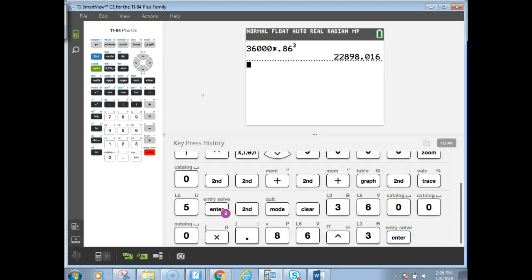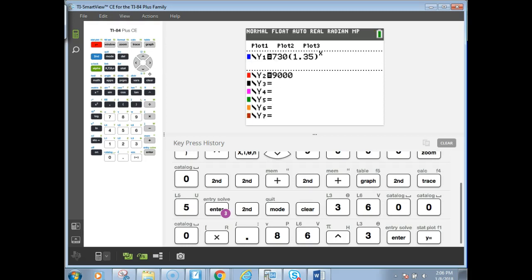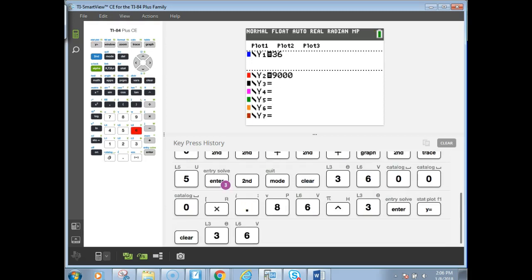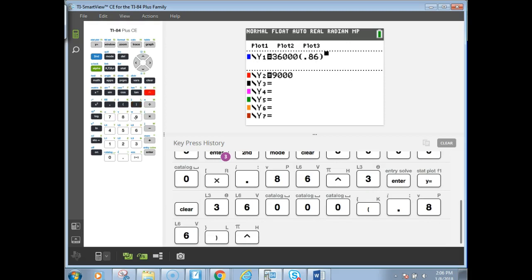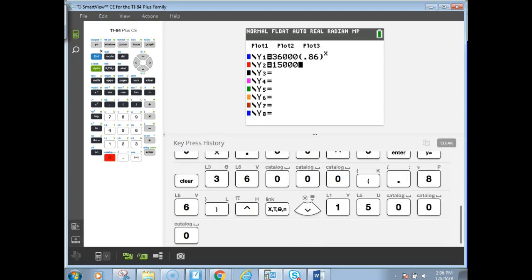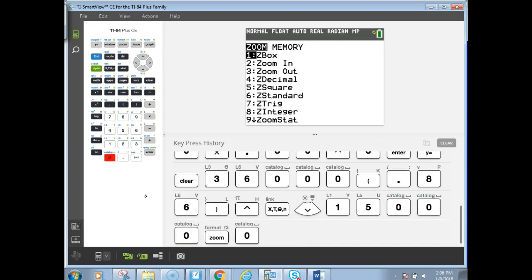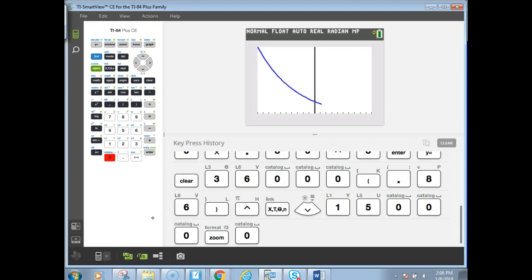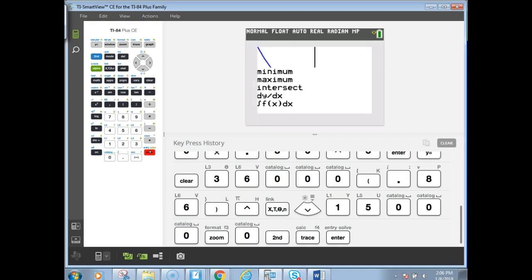So now we're going to practice that again, putting in the equation, 36,000 times 0.86 to the x power. Don't put in 3 because that would be an answer. And then on line 2, 15,000. I'm going to zoom fit, zoom 0. That price is coming down, down, down. And then we'll calculate the intersection. Second trace, 3 enters.